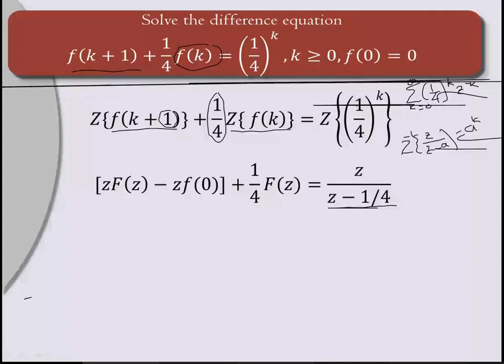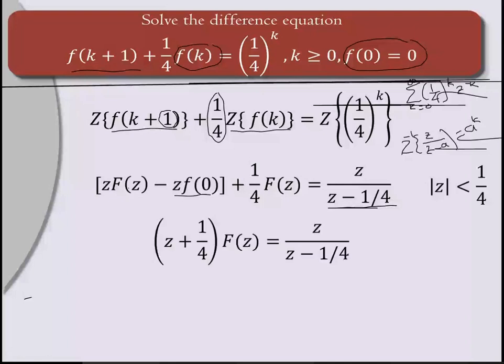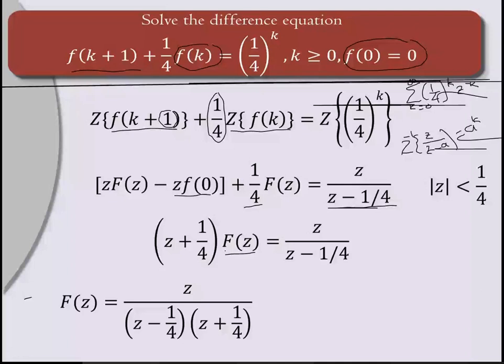Now simplify it, put in the value of f of 0. f of 0 is 0, so this term is 0. Then collect all these f of z terms together. So collecting these two terms together, we get f of z into z plus 1 by 4 equal to z upon z minus 1 by 4. We want f of z, so take this z plus 1 by 4 to the other side. So f of z is equal to z upon z minus 1 by 4 into z plus 1 by 4.